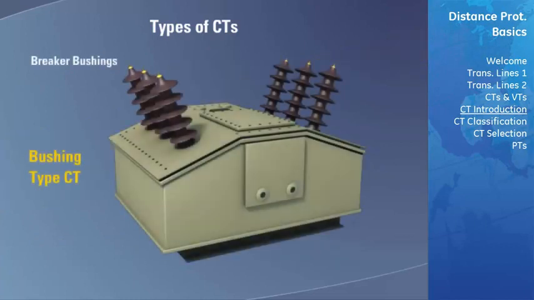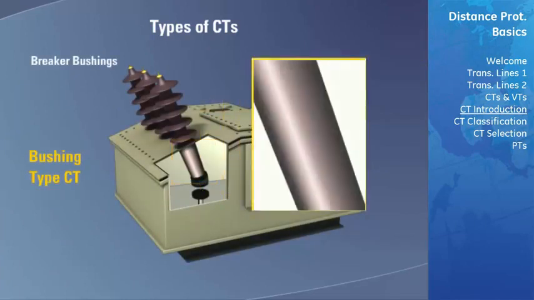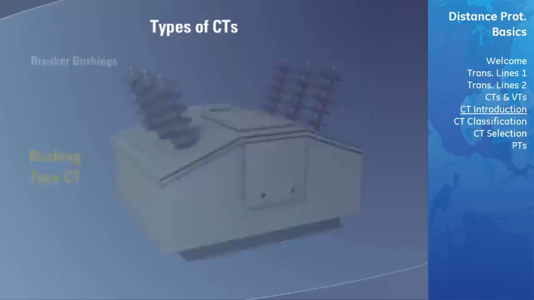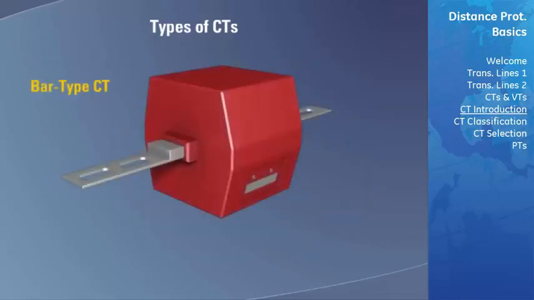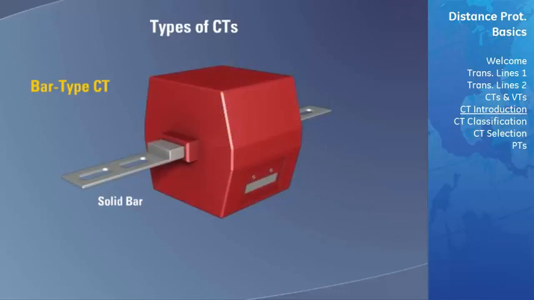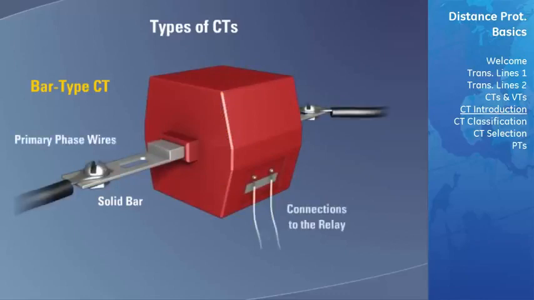A bushing type CT refers to a CT that is built into another power system device such as a breaker. Terminals are provided on these devices to permit connecting the CT to a relay. A bar type CT has a solid bar that passes through the annular core to form the primary winding of the CT. The primary phase wires of the power system are then connected directly to these bars to complete the connections.